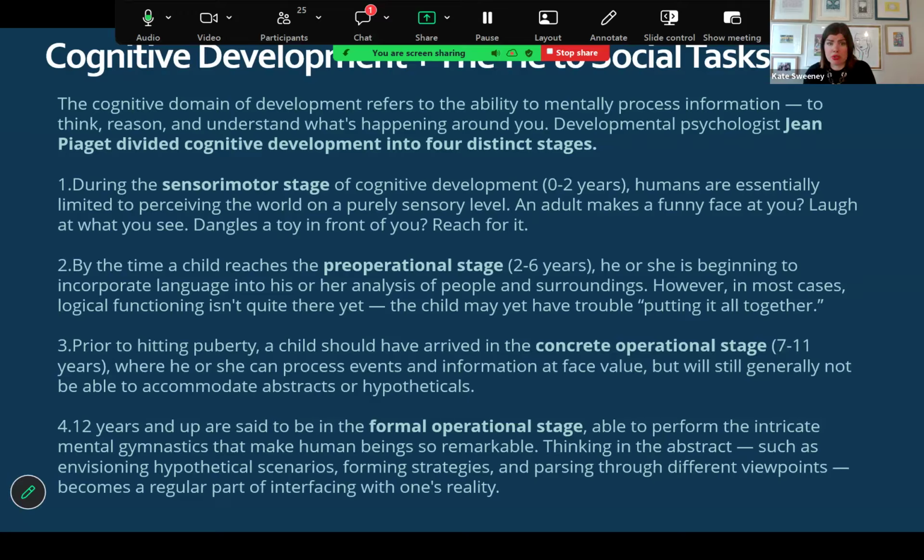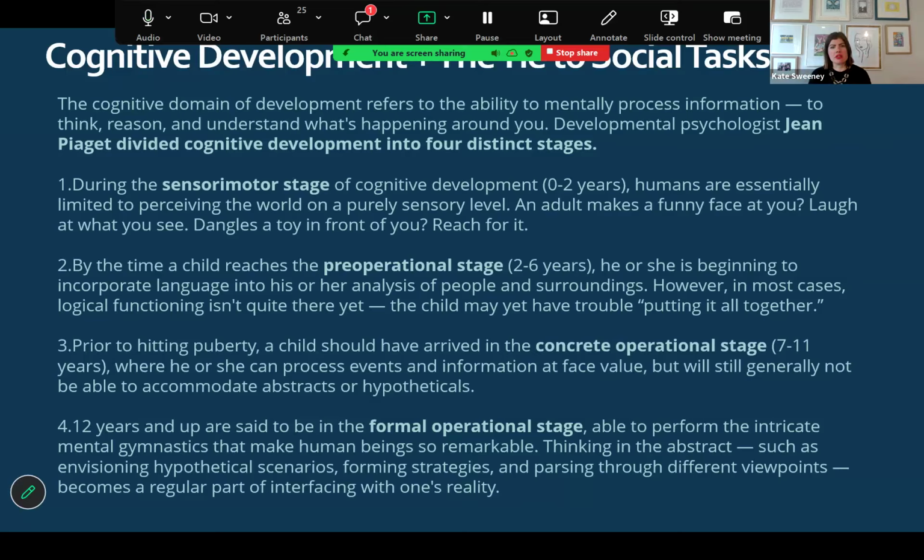During the sensory motor stage of cognitive development, between birth and 2 years old, humans are essentially limited to perceiving the world on a purely sensory level. This is why so many things around soothing, things that babies suck on or get sensory relief from, are vital for this age. When an adult makes a funny face at you, you laugh at what you see. Dangles a toy in front of you, you reach for it, right? So you're being very responsive to the sensory stimuli in front of you.